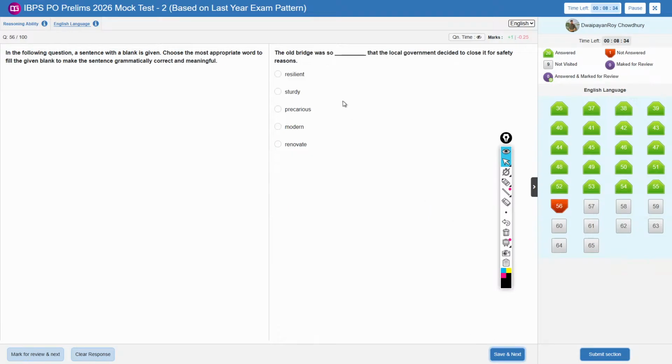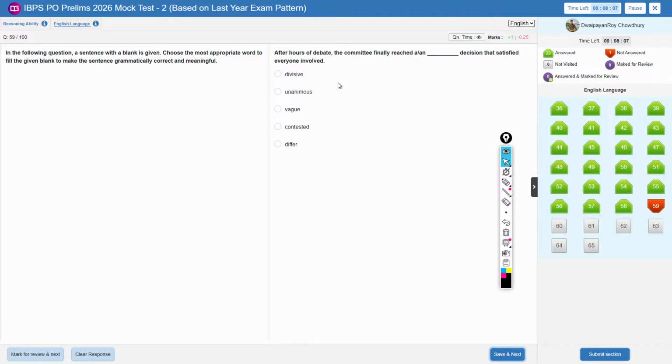Okay, fine enough. The old bridge was so dash that the local government decided to close it for safety. So meaningful word, right? So precarious, resilient, no. She is known for her dash nature, always willing to help. Okay. Altruistic. The negotiator maintained a dash expression, stoic expression.